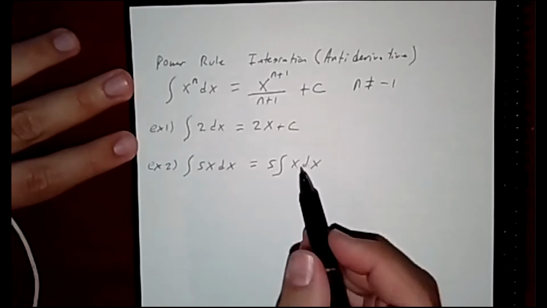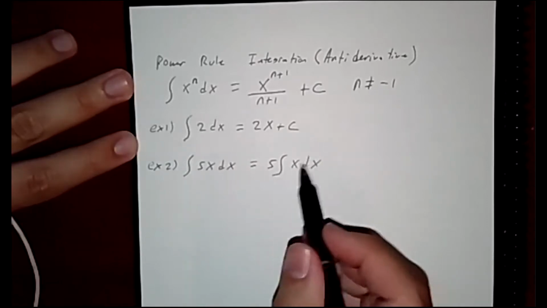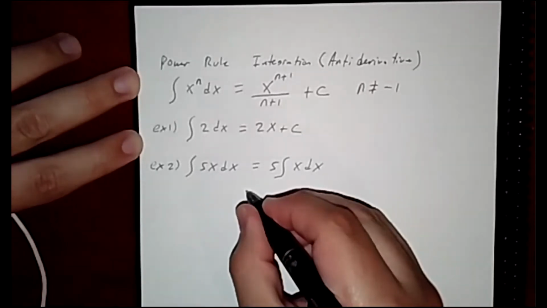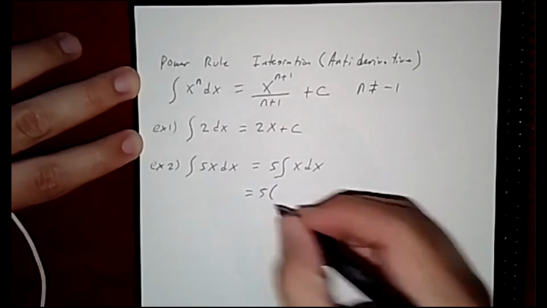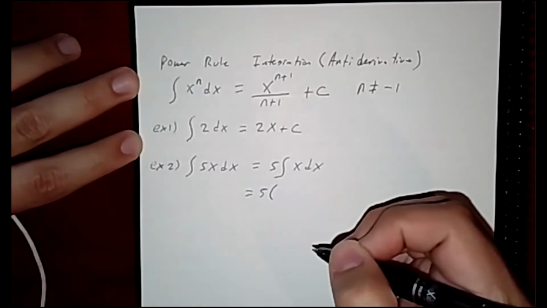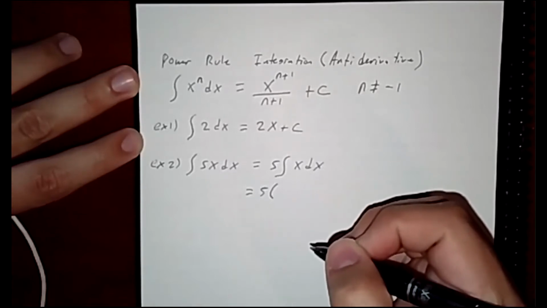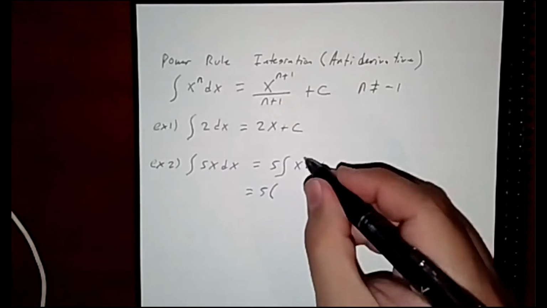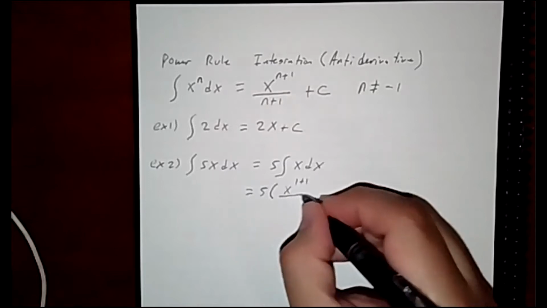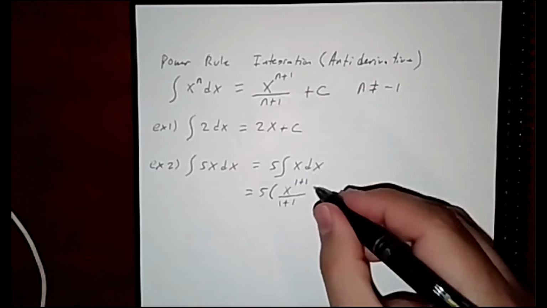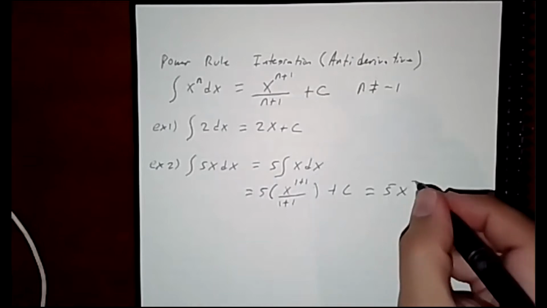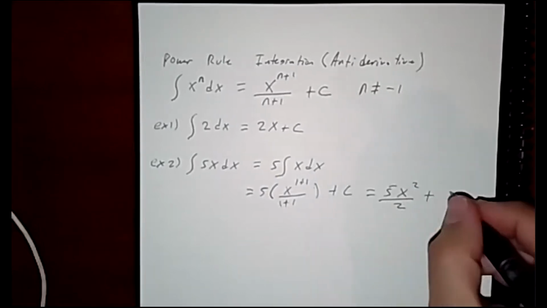So here we go. Pull out the 5, and then apply the power rule. Okay, so what is the answer going to be? It'll be 5 times, there's a 1 there. So what happens? It'd be x to the 1 plus 1 over 1 plus 1, which is 2, so x squared over 2. Then the final answer would be 5x squared over 2 plus c.